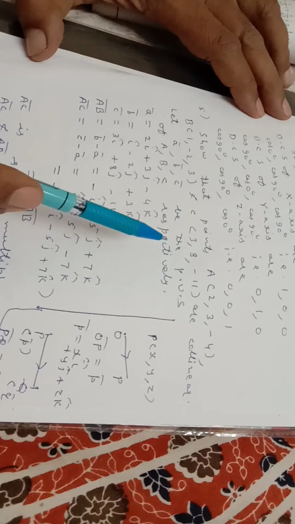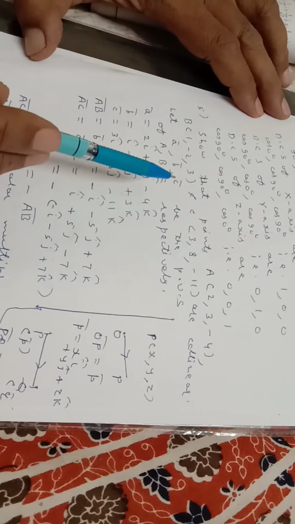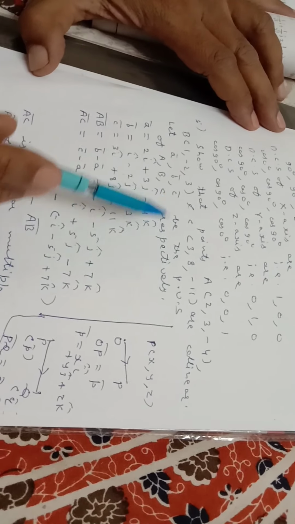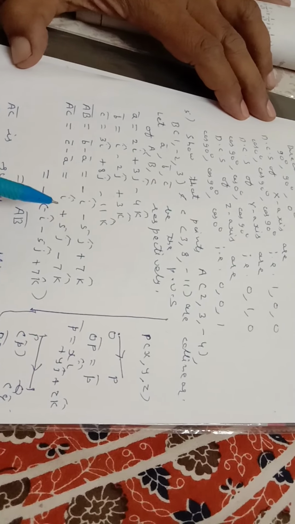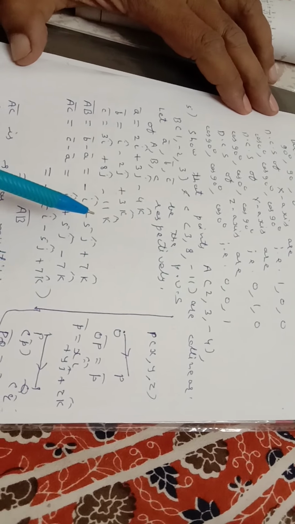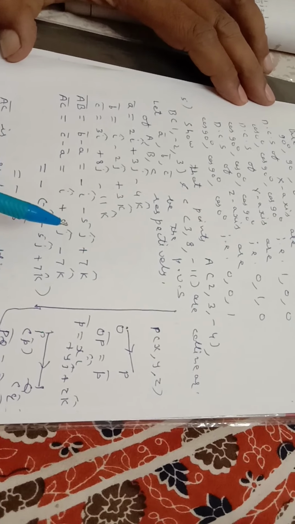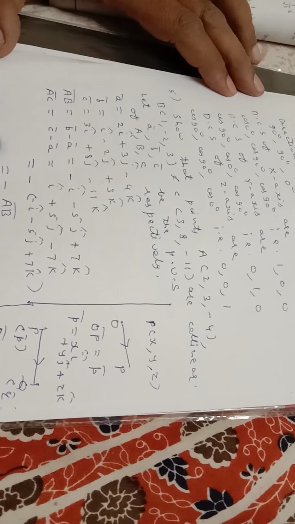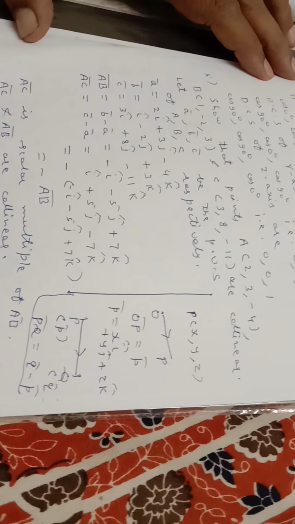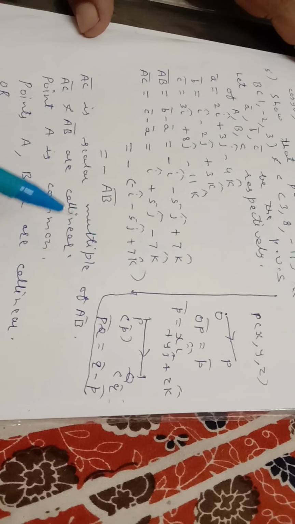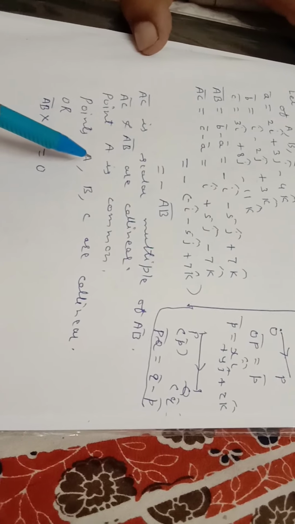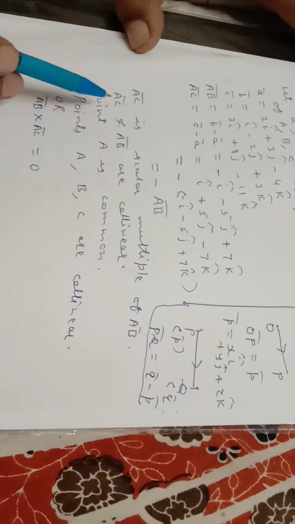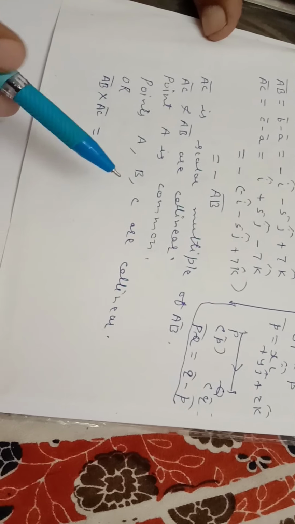In the last lecture, we have seen how to show that 3 points are collinear. We have proved it by the vectors method. If one vector is a scalar multiple of the other, then the two vectors are collinear. As one point is common between them, the vectors are along the same line, so the points are collinear.